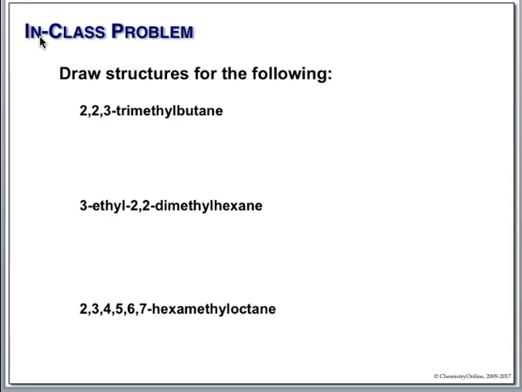It's a butane, so we need to zigzag with four carbons, right? So we start off with our four carbon zigzag. We'll let one end be carbon one, because somebody has to be. On carbon 2, 2, and 3, we have methyl groups. So carbon 2, we have a methyl, carbon 2, another methyl, carbon 3, another methyl, and it should look like that.